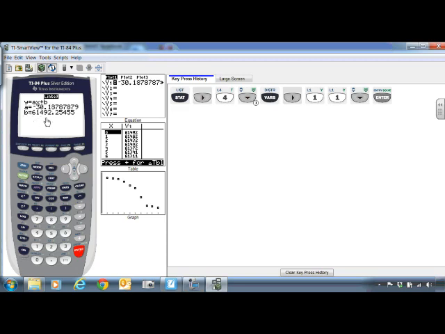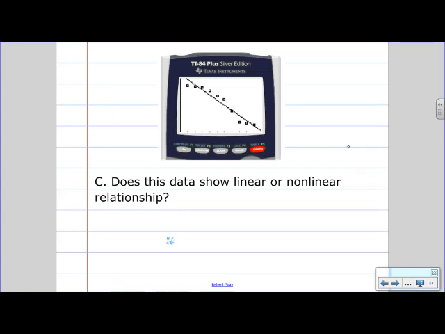So now our calculator is showing us the equation that it's going to use to graph the trend line. So if we press graph, we can go to see our graph. Wow, look at that. So now it's graphing the trend line based on that equation. So now let's go back to our question. Okay, so the next question says, does the data show linear or nonlinear relationship? So in this case, because a straight line, which represents a linear, can be drawn between the data points, it is a linear relationship.